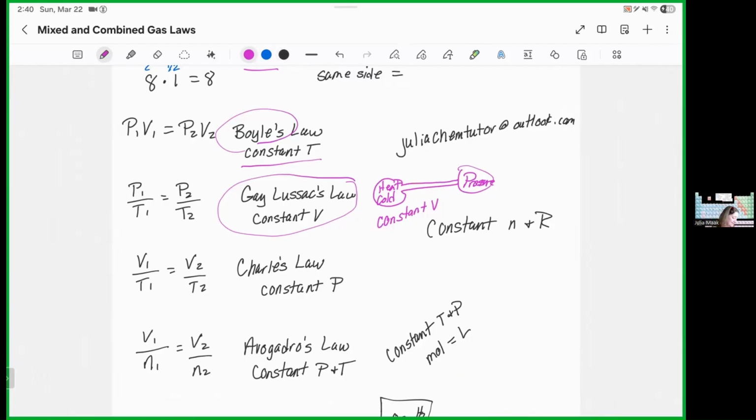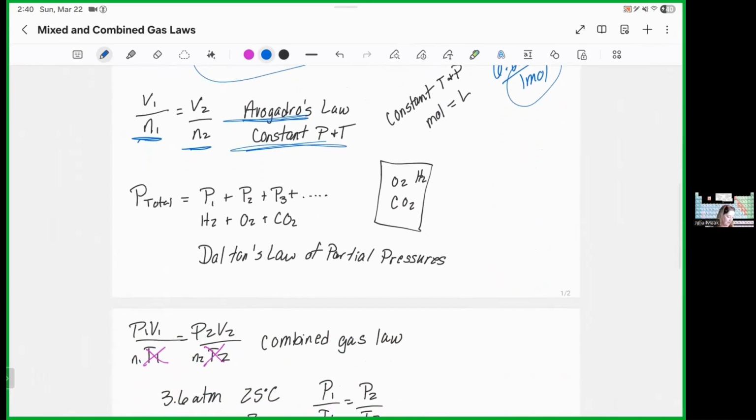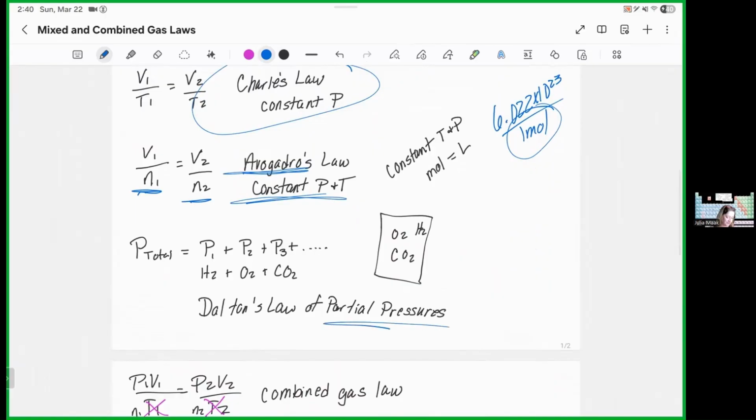By default, I know my last law is Charles' law. And then Avogadro's law. Remember, Avogadro's all about how many things we have in one mole. So Avogadro's all about the moles, and Avogadro's law is the one that has the moles in it. And then Dalton's law of partial pressures. If it says partial pressures, it's going to be a bunch of those added together to get your total.